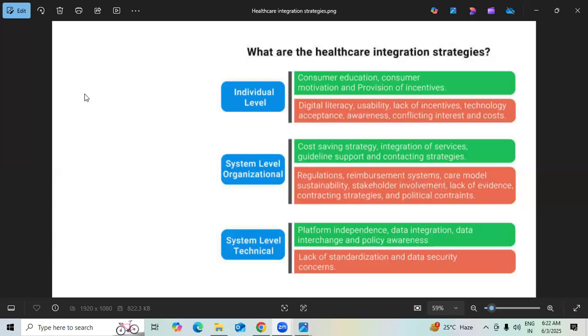Make sure the platform must be independent, followed by data integration and interchange.